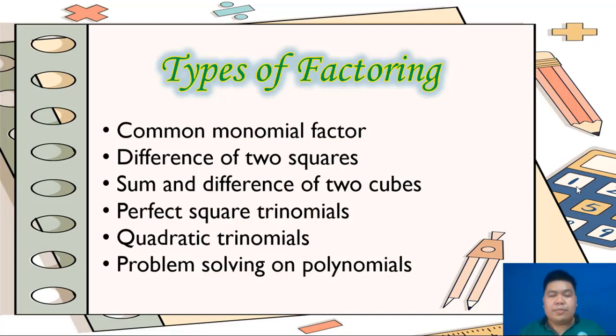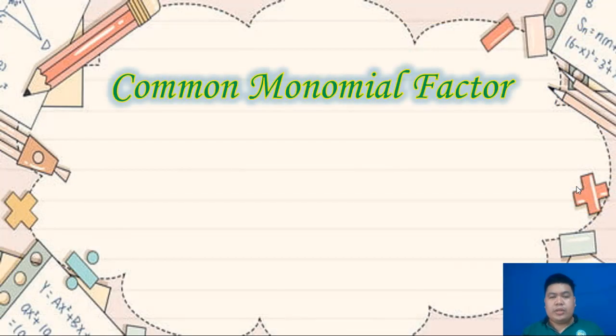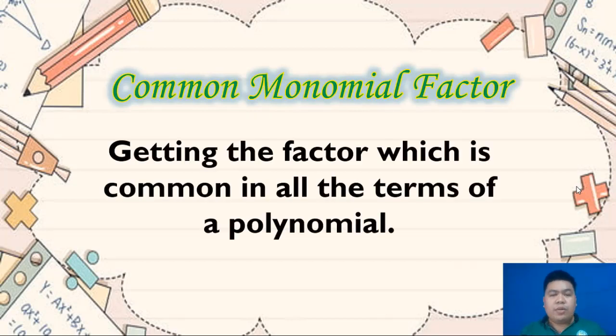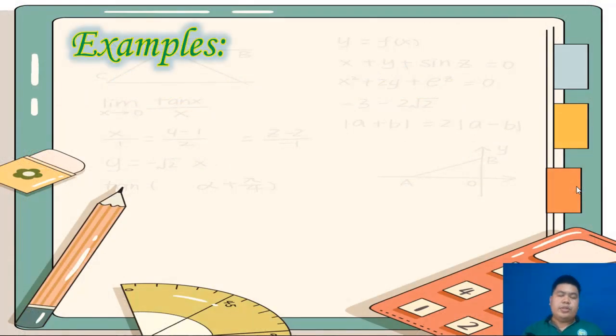Now, we're focusing on common monomial factor. Let's define what is common monomial factor. Common monomial factor, or CMF, is getting the factor which is common in all the terms of a polynomial. Let's try to have an example.